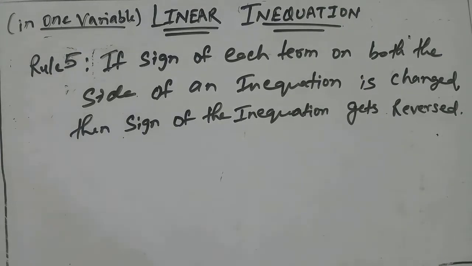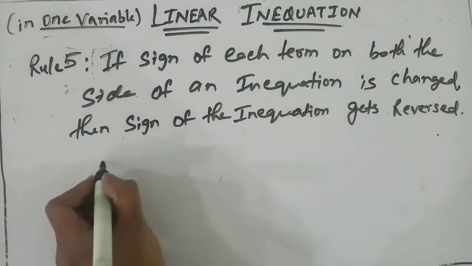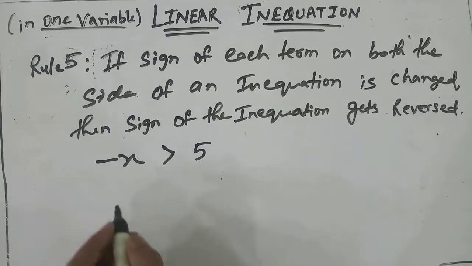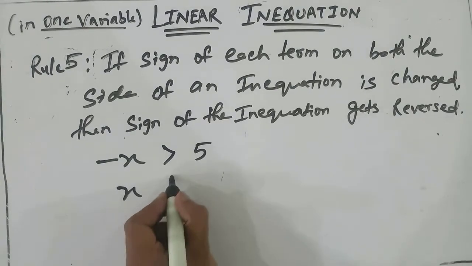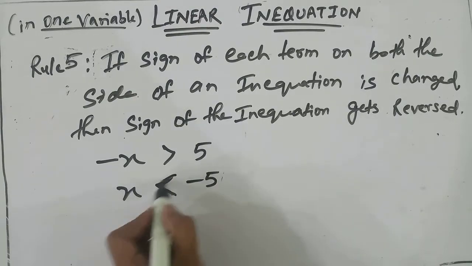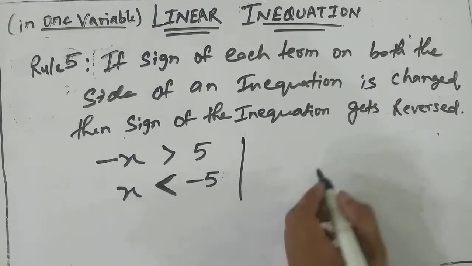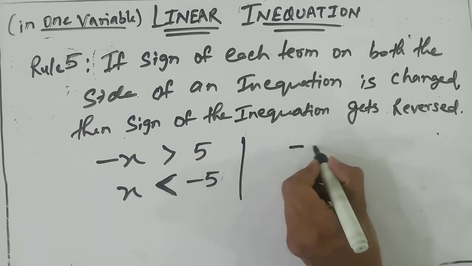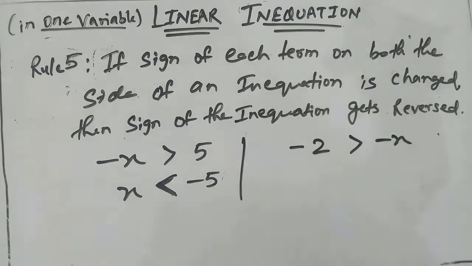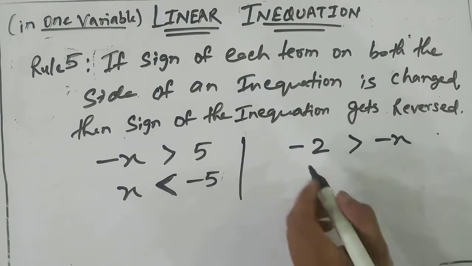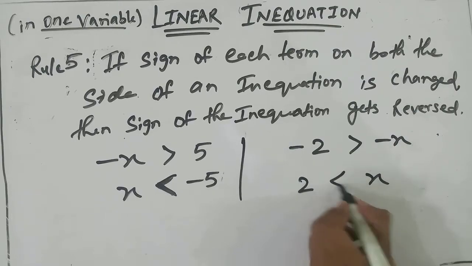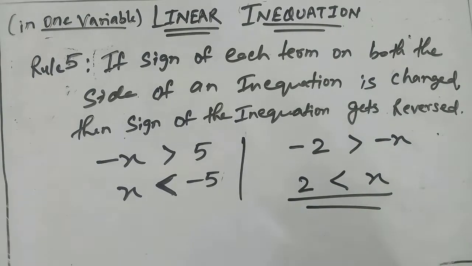Now rule 5 is: if the sign of each term on both sides of an inequation is changed, then the sign of the inequation gets reversed. Like if minus x is greater than 5, and we want to reverse the sign on both sides, then we can write x less than minus 5. As I reverse the sign, this inequality sign also changes. Similarly, if it is written minus 2 greater than minus x, then we have to reverse the sign on both sides, so this negative will be positive 2 and here it is x, so the sign will get reversed. So here 2 is less than x.